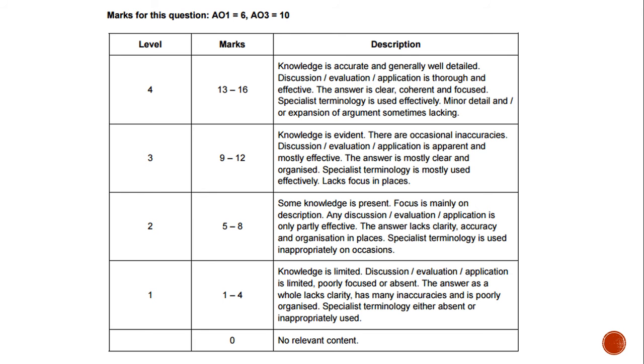Only partly effective or limited. Generally, you've vaguely had a go at the PEEL structure, but it's not brilliant, and you certainly haven't explained anything effectively. Clear, coherent and focused, so that's the level of your communication. So don't forget, in essays you are being assessed on your level of communication as well, and I think if you use your structuring really clearly, then it naturally comes.